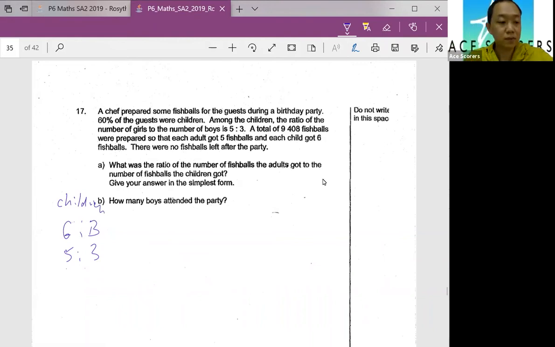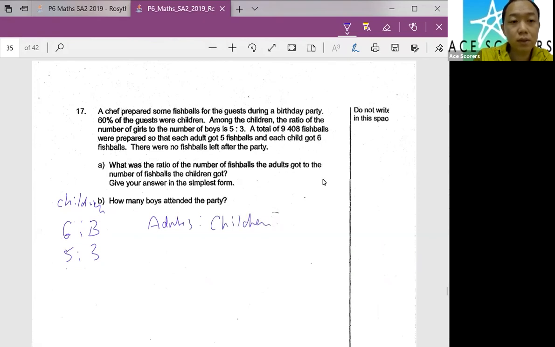Right. Okay, so children here. Now 60%, now the ratio of girls to boys is 5:3. So a total of 9,408 fish balls were prepared so that each adult got 5, each child got 6. So I'm just gonna take a look at the adults. These two children.